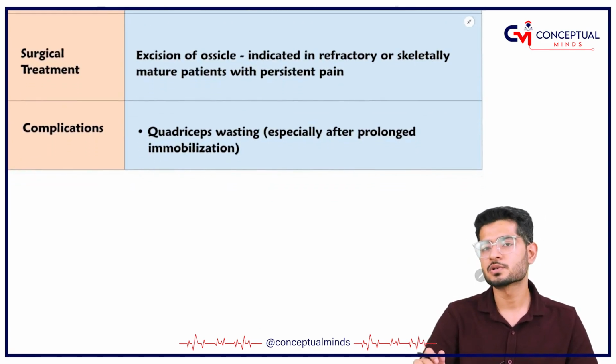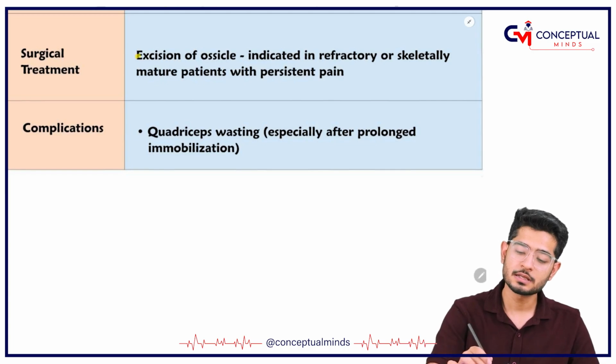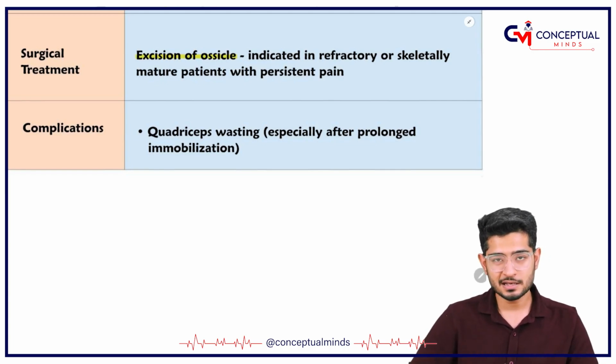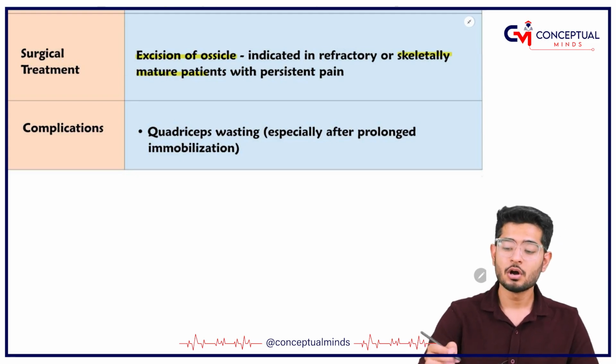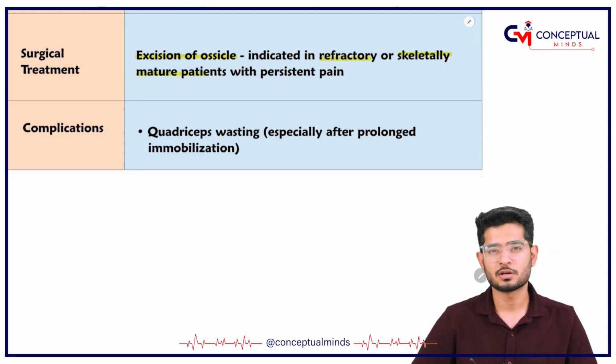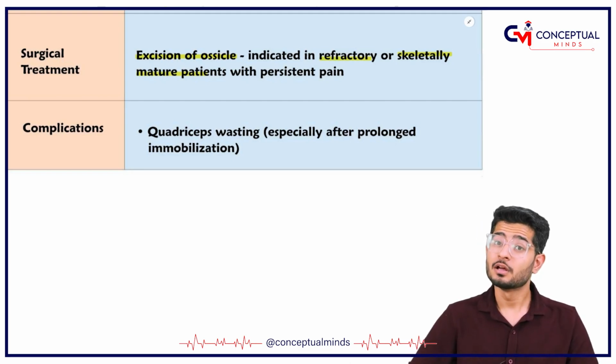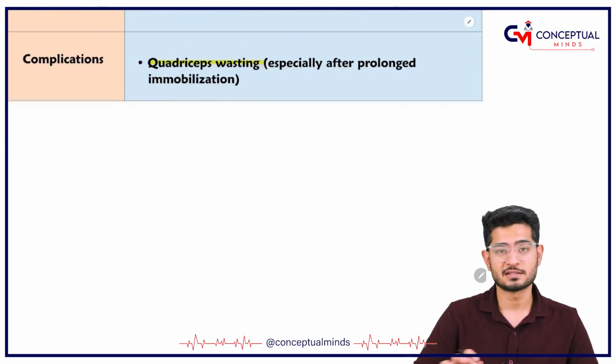Once the inflammation turns out to be chronic, then you can do the excision of the ossicles. You can excise the small parts, ossicles, if the patient is skeletally mature, or if the condition is refractory, occurring again and again. Now, the complication: if you immobilize the patient for a longer period of time, the quadriceps muscles, which give you the patellar tendon, are not going to work much, and since they are not working, it leads to quadriceps wasting as well.